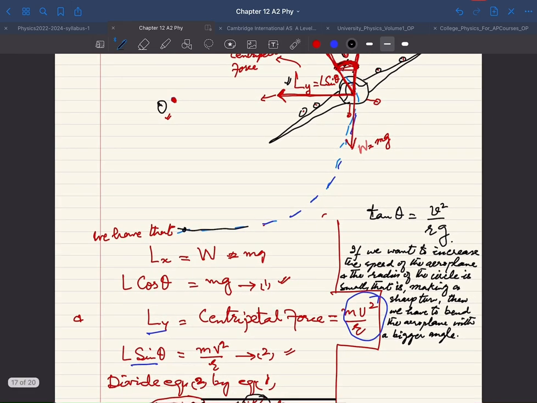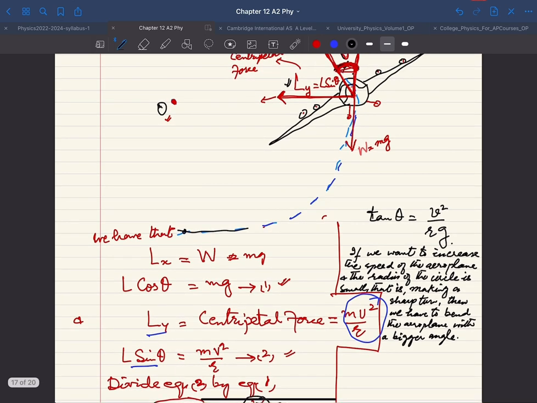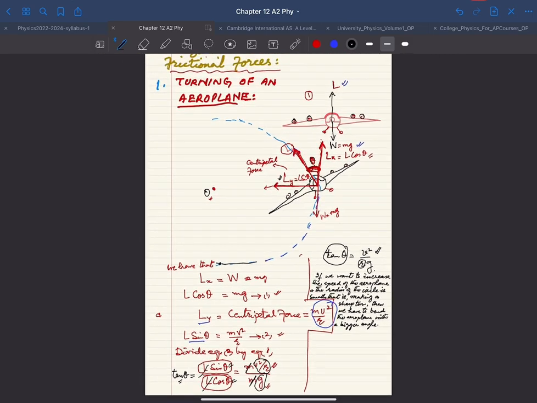but here we have a different situation. Of course we are in the air, and when you try to speed up the aeroplane and you want to take a sharp turn, then of course the angle we have to change, a bigger angle you have to make, otherwise of course you cannot make a sharp turn. So this is what we have as far as the turning of an aeroplane is concerned.